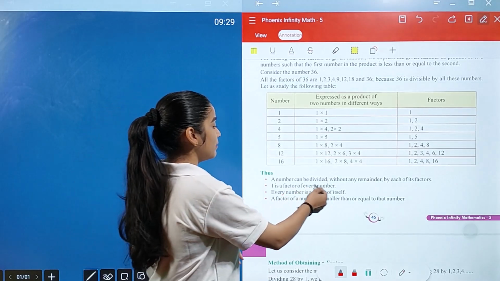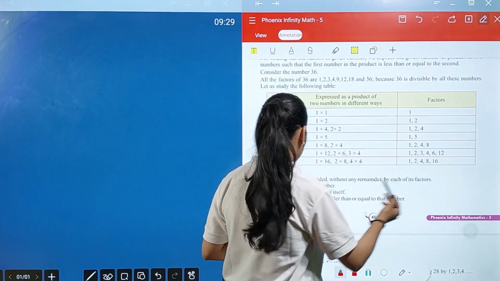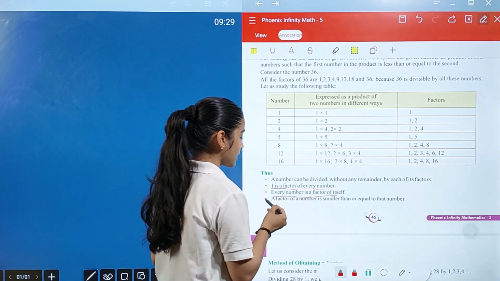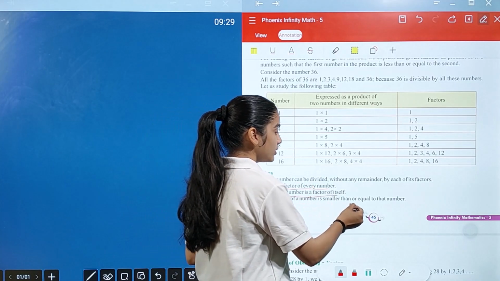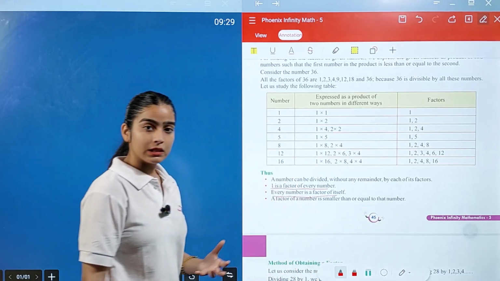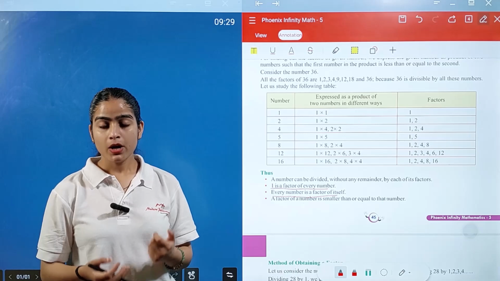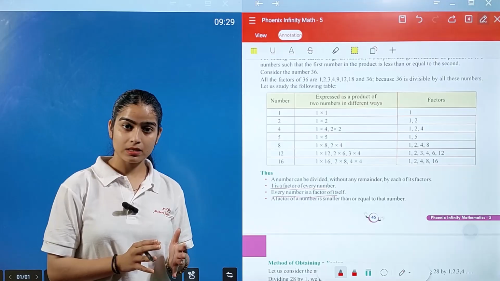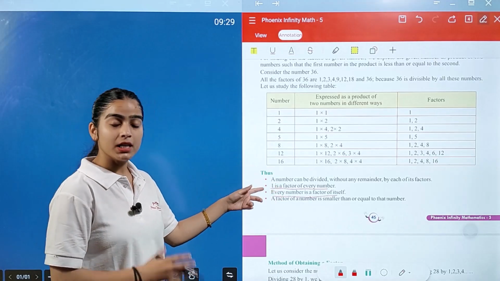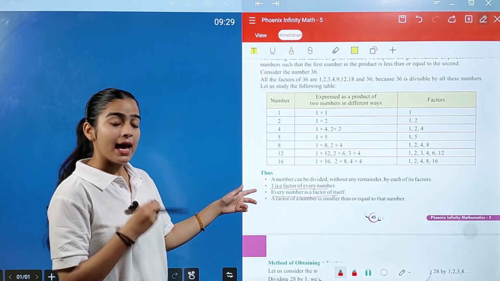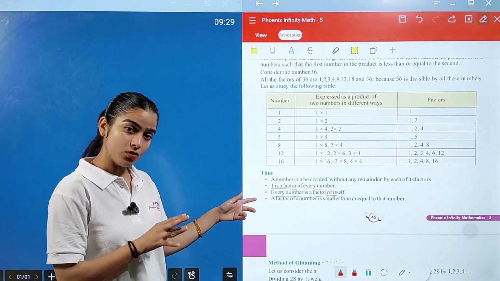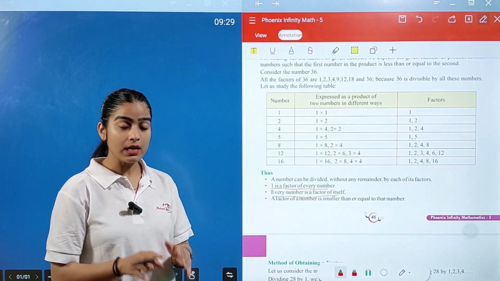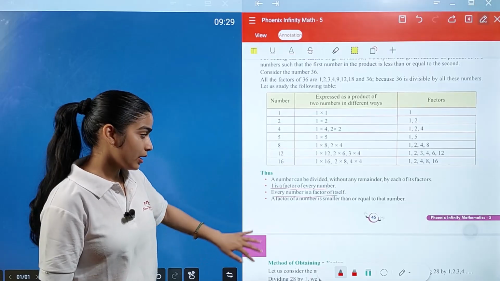Now, a number can be divided without any remainder by each of its factors. One is a factor of every number. Every number is a factor of itself. A factor of a number is smaller than or equal to that number. So what we identify here is that one is a factor of every number, and every number is a factor of itself also. A factor can be smaller than, or equal to, the given number.